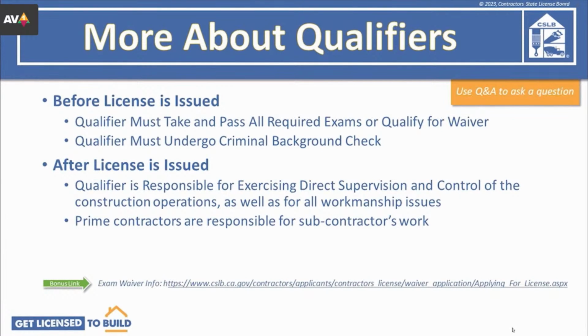After the license is issued, the qualifier must be in a position to exercise direct supervision and control of the company's operations. They are also responsible for all workmanship issues. It's also important to note here that if you're trying to get a B General Building Contractor license and you hire subcontractors to work under you, you're responsible as the project's prime contractor for the work that they do.